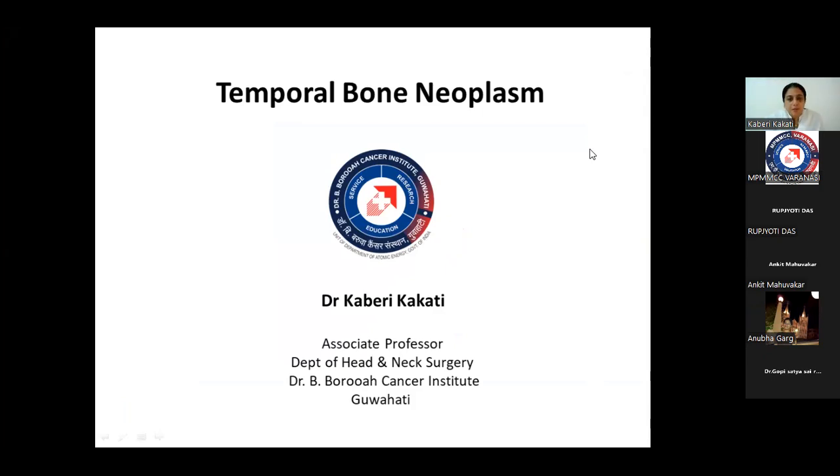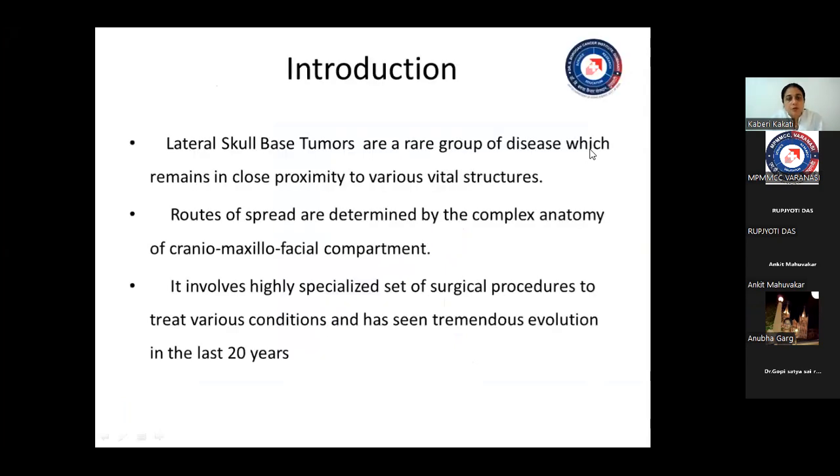Good evening, everyone, and thank you, organizers, for the opportunity. Before going on to the temporal bone tumors, let us have a brief overall anatomy of the lateral skull base, because the temporal bone tumors fall under the broader heading of lateral skull base tumors. So lateral skull base tumors are a rare group of disease which remains in very close proximity to various vital structures.